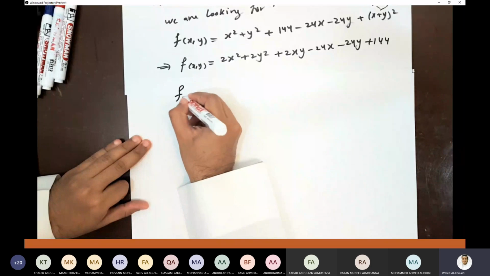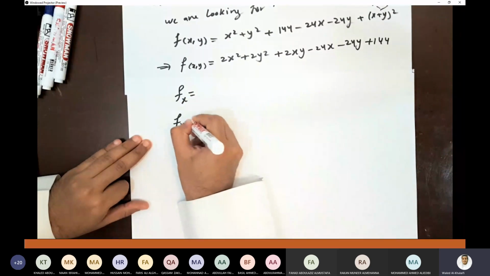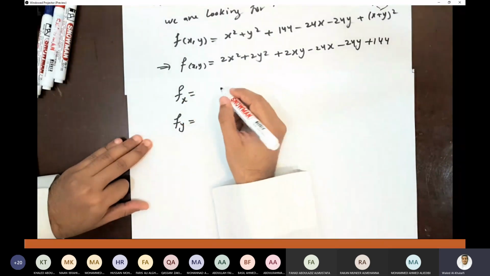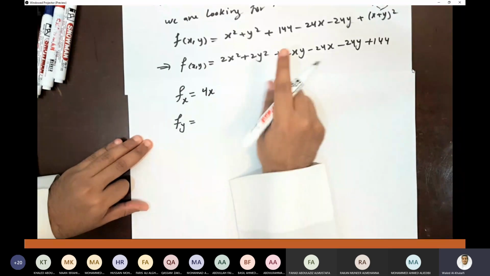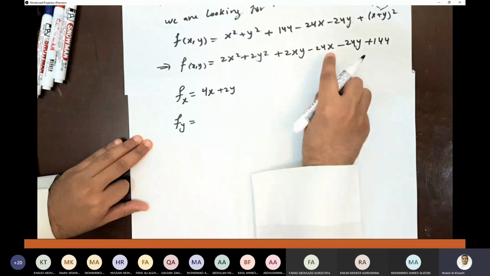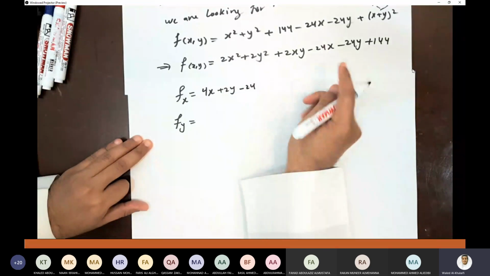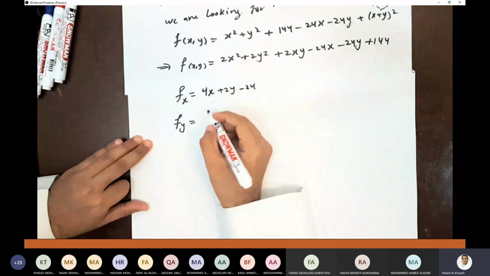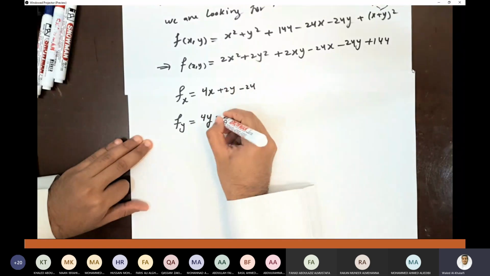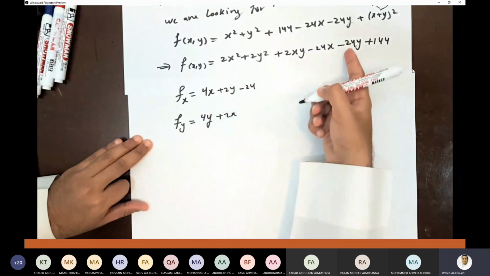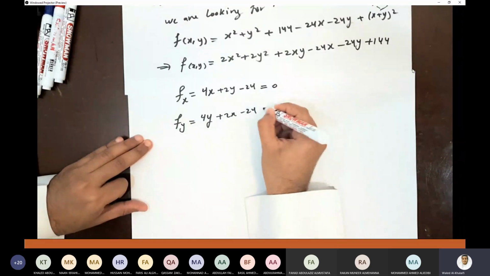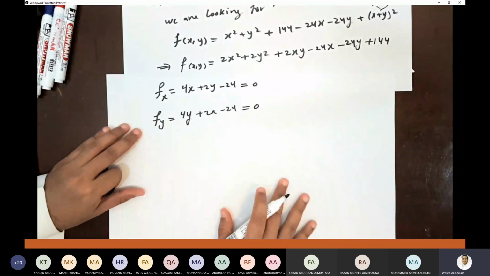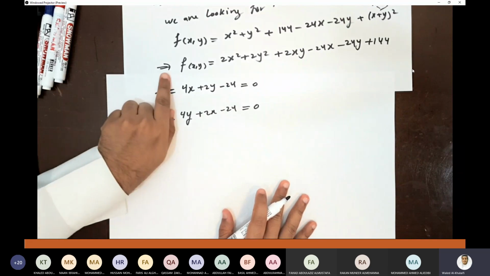So we take fx, fy, the derivative with respect to x and the derivative with respect to y. So the derivative with respect to x, we get 4x, and then here we get plus 2y, then minus 24, and we are done. Now the derivative with respect to y, we get 4y, and then plus 2x, and then here minus 24. And remember that I make them equal to 0. So I have to solve these equations. Okay, how do we solve this system of equations?